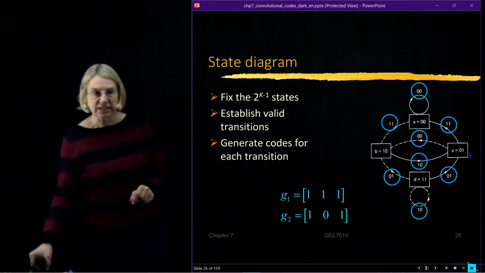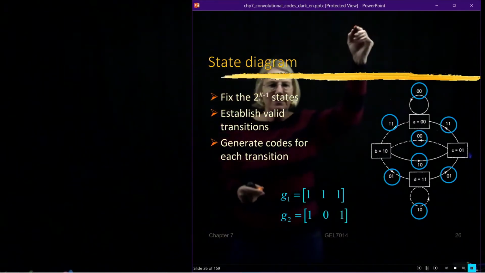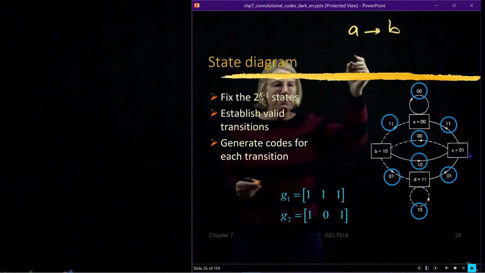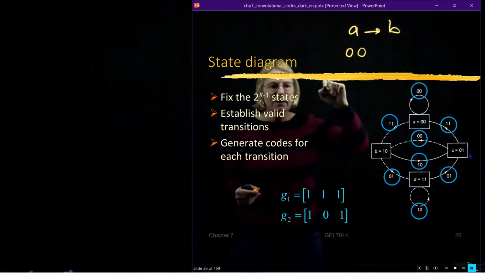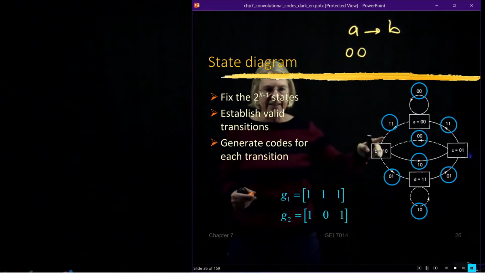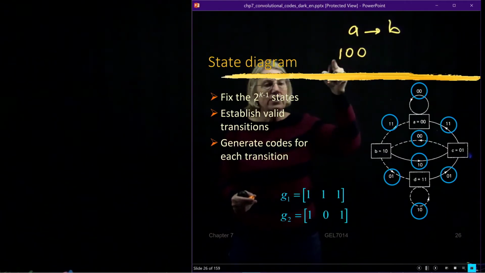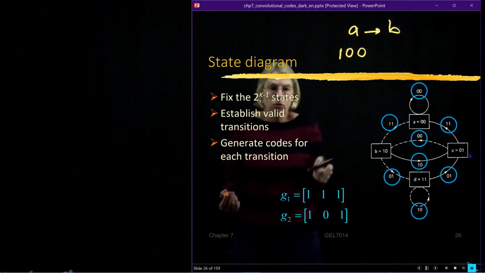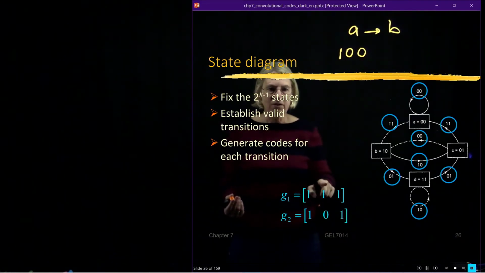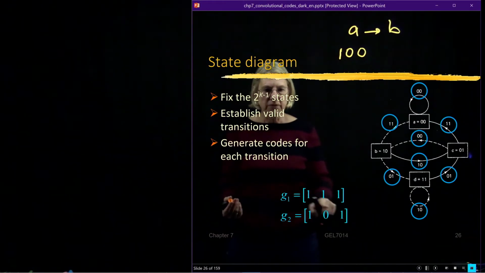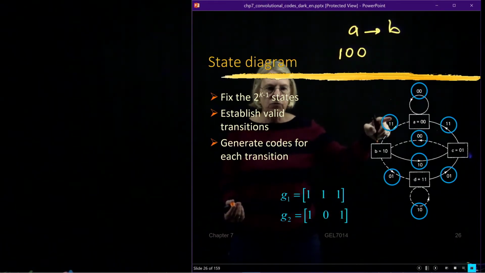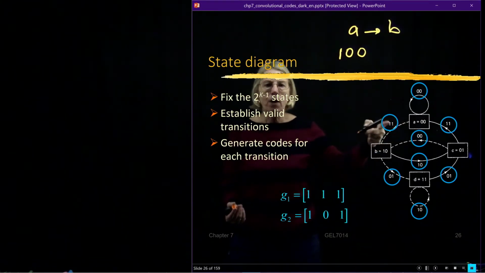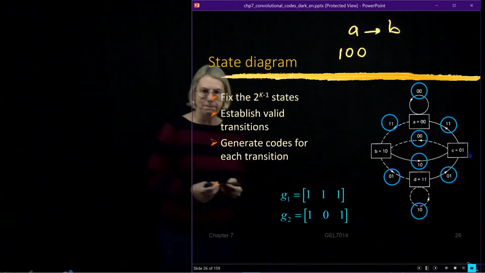Remember, if I have a transition, let's say from A to B, A transiting to B, I know what that means. That means that I was at 0, 0, and the transition to B is a dotted line, so that's a 1. So I know the 3 registers. If I know the 3 registers, then I can calculate the code word. Well, it's 1 plus 0 plus 0, that gives me a 1, and it's 1 plus 0 plus 0, it gives me 1, so 1, 1, which is what I see here. Right next to this transition from A to B, I wrote what the output of the encoder would be.